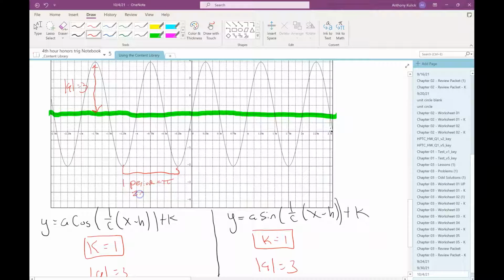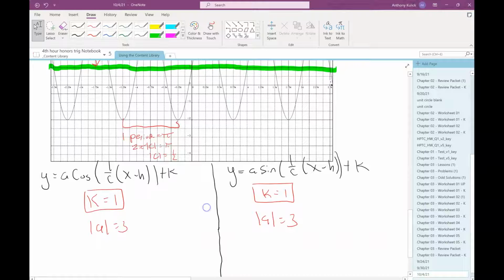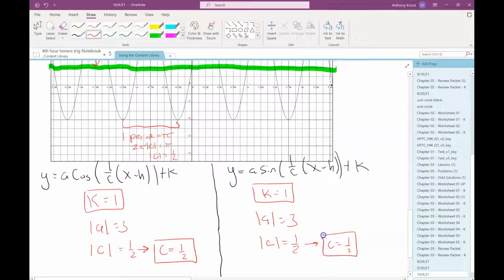And I know the period is 2 pi times the absolute value of c. So that tells me that the absolute value of c is 1/2. And in my answer, I'm always going to assume the c is positive. There are correct answers where c is negative, but I don't think it ever makes it any easier to choose a negative c, so I always go ahead and just choose it to be positive.